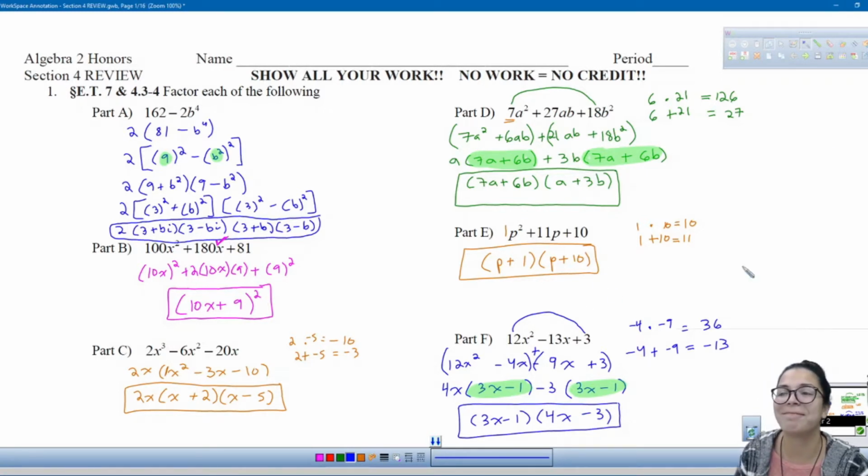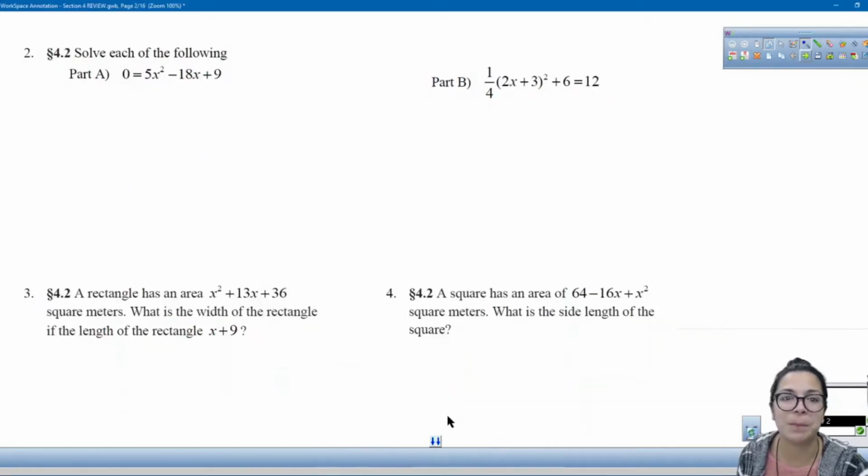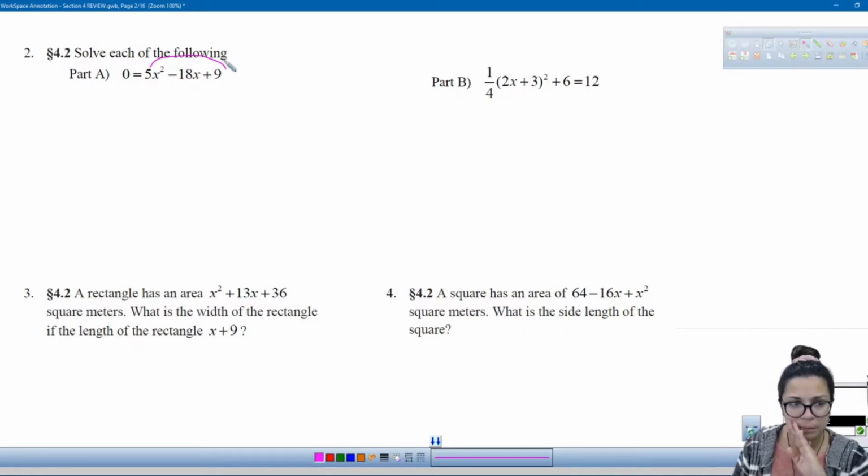And that's factoring. Let's move on to number 2. So number 2, now we're solving, okay? Now there are many methods to solve. The first method that you should always try is by factoring. So I'm going to go ahead and try factoring this one to solve.